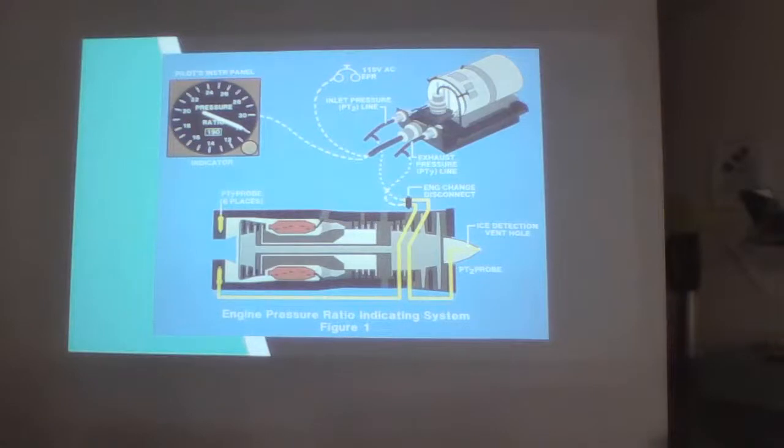Another good diagram is this block diagram for the engine pressure ratio indicating system. It gives you your pressure ratio indicator right there on the pilot's instrument panel. It also shows an example of a PT2 line, and where your PT2 probe might be on a certain engine. This diagram has the front of the engine facing this way. Don't get confused with the last diagram, which had the front of the engine facing the other way.